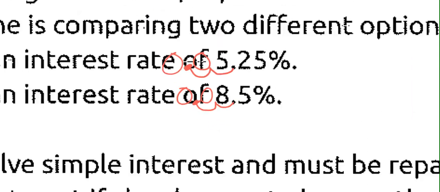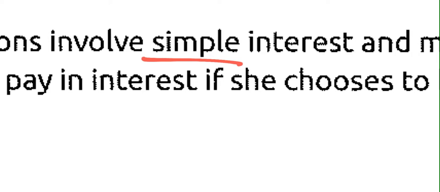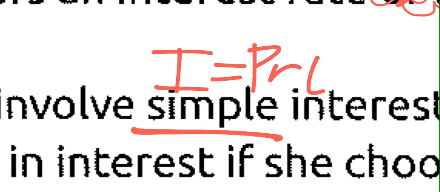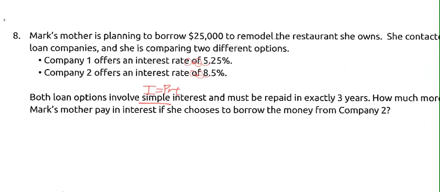And now I don't have to worry about forgetting about that part. So now for the rest of it. It says both loan options involve simple interest. Guys, make sure you know whether you are dealing with simple or compound interest. It says simple, so our interest will equal PRT, principal times rate times time, and must be repaid in exactly 3 years.